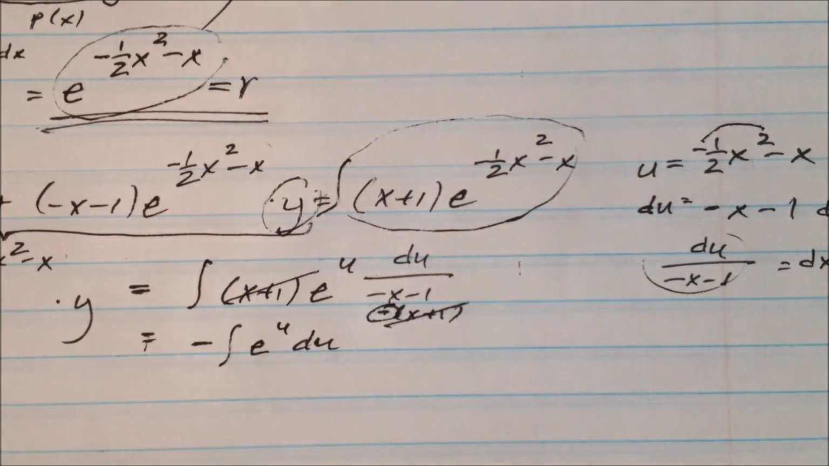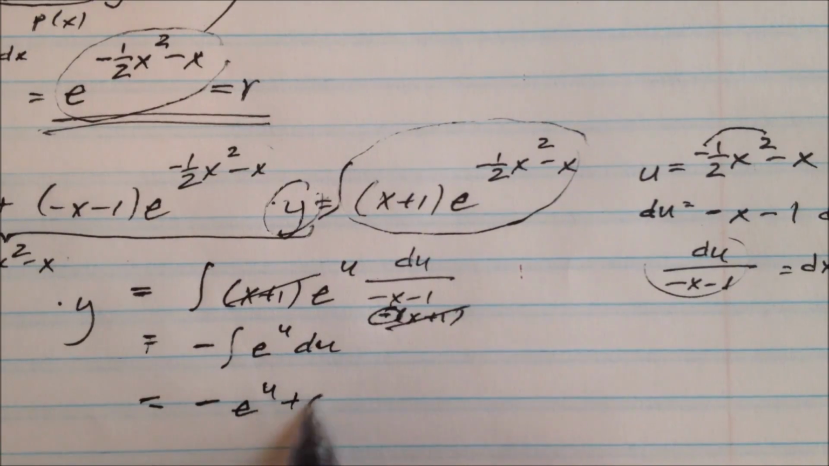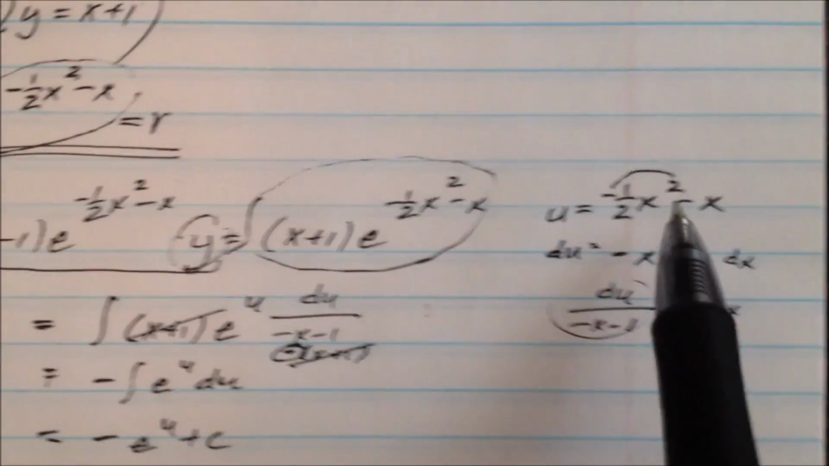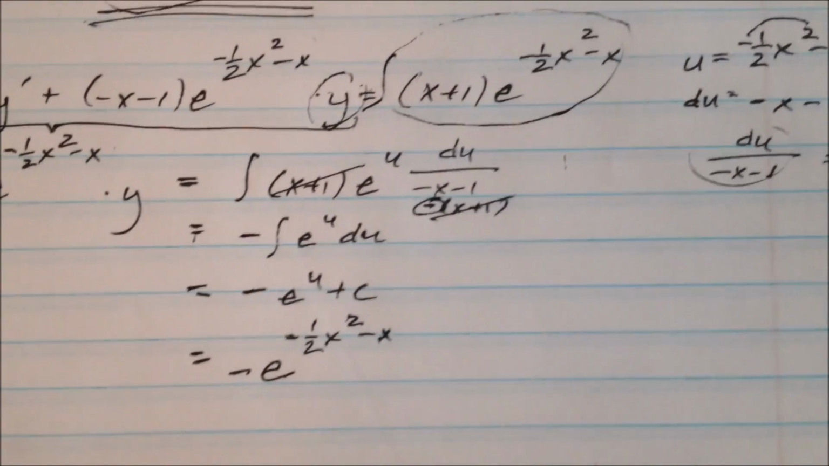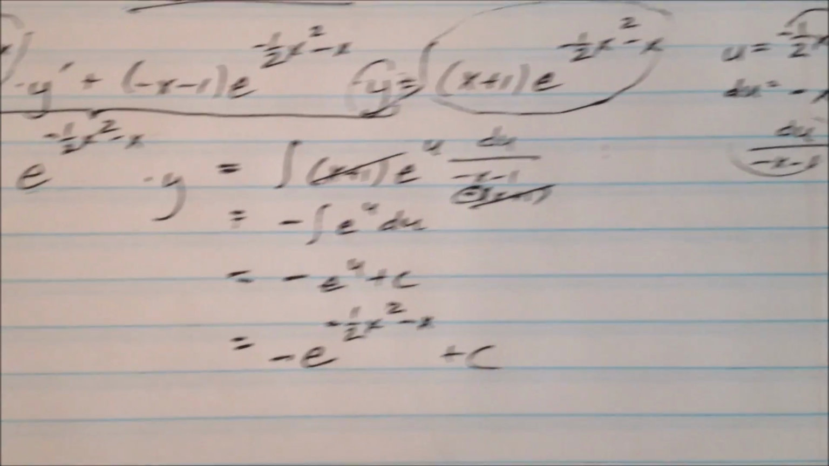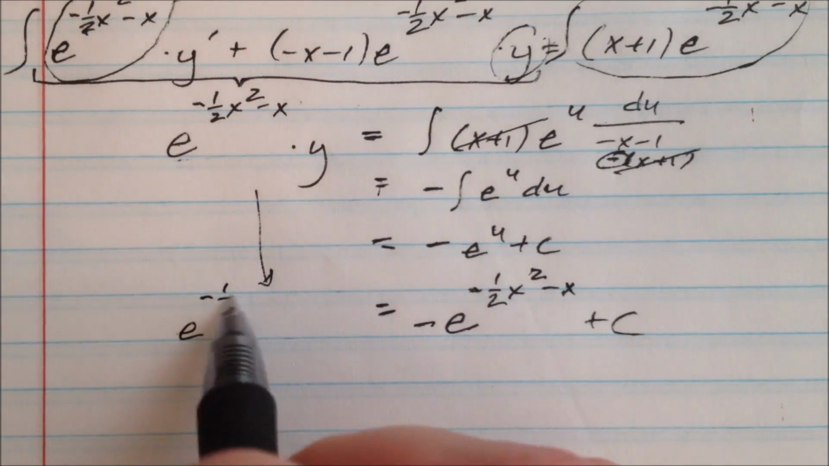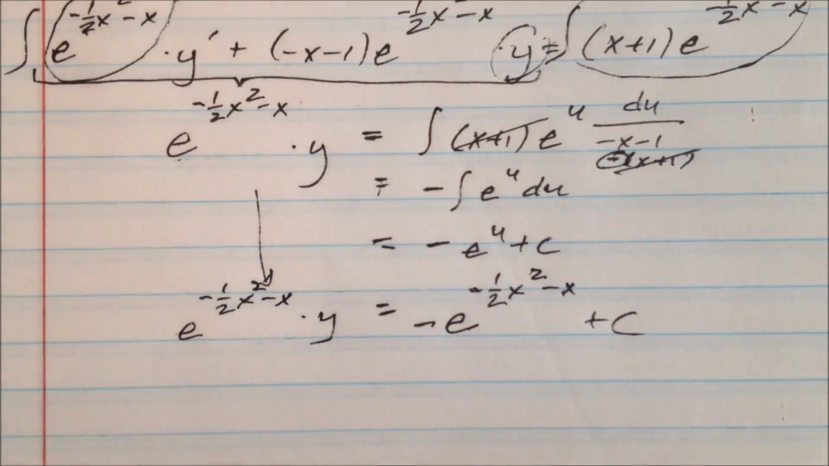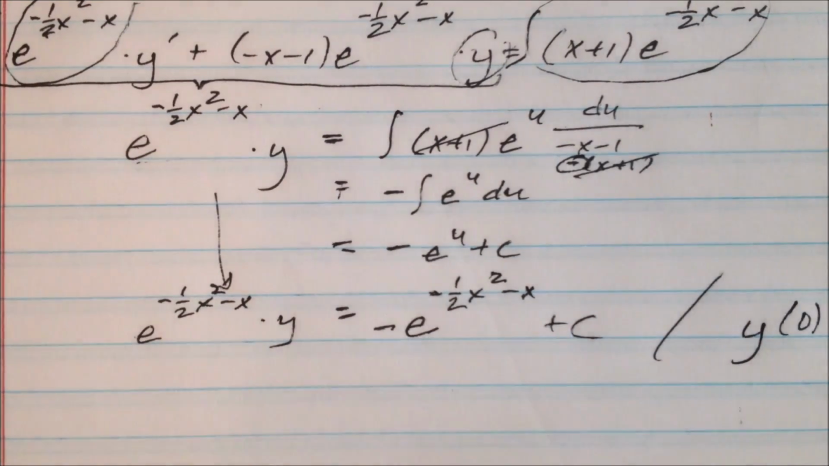Hey, and that's not so bad. So as I work through this, it'll be negative e to the u plus c, which for us on this side will be negative e to the, we'll plug our u back in here, negative 1/2 x squared minus x. Okay, so that's our right side now, plus c. That's not so bad. And then we'll bring down this left side, so e to the negative 1/2 x squared minus x times y.